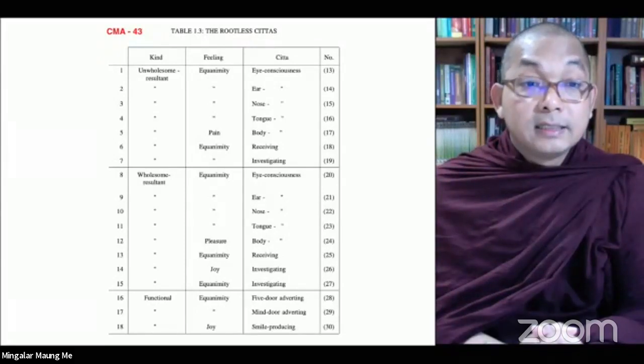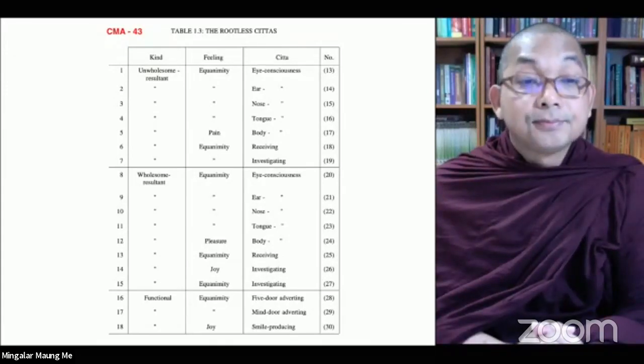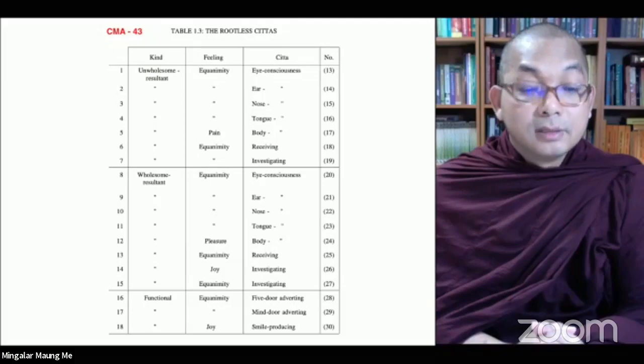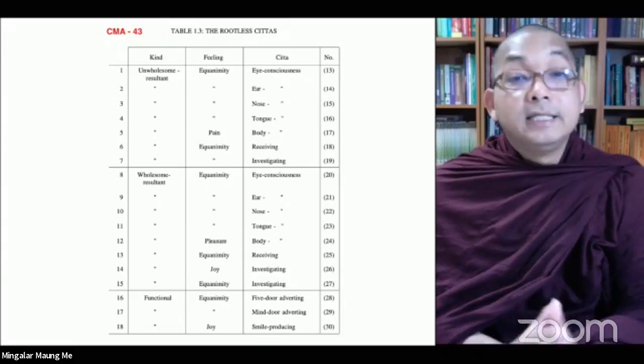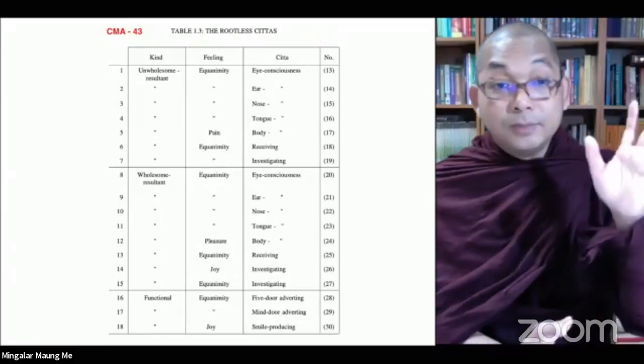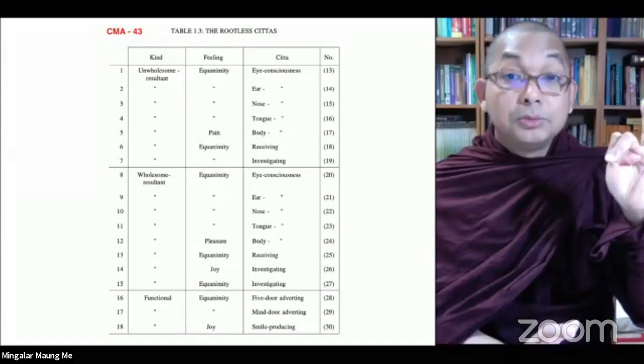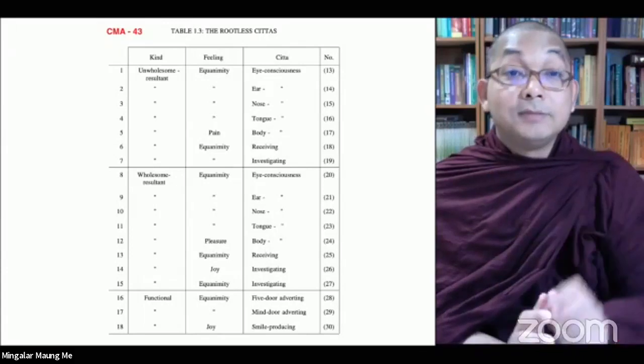Then when you look at the last one, 60 to 80. So two are equanimity feeling and one is joy feeling. It's mind producing consciousness. So I think when you look at here, we have 80 Ahetuka Chetas. And then we have one pain feeling, one pleasure feeling, and two joy feeling. So the rest are equanimity feeling.